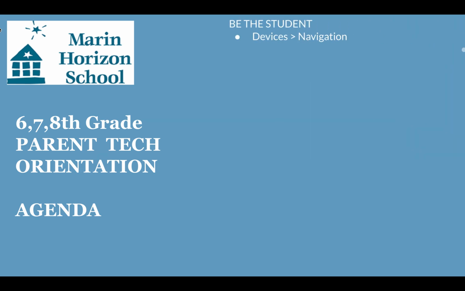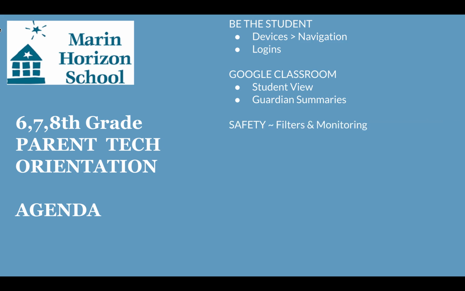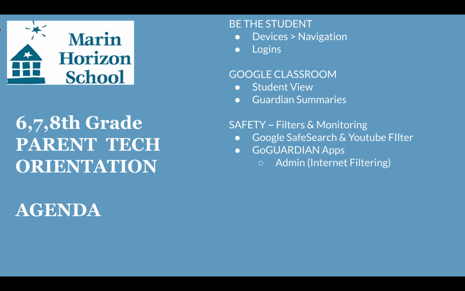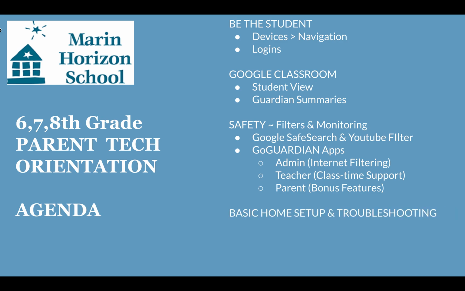So when you're going to be the student, we're going to learn how kids navigate on the devices, some of their logins, some Google Classroom perspective, see the student view, talk a little bit about guardian summaries and what they provide for parents and guardians. Again, with safety filters and monitoring, we've got Google Safe Search, a YouTube filter. We've got Go Guardian apps. We have the one that the school runs to filter internet, the teacher one that the teachers use in class. And today we now have access to a parent piece that we will talk about as well.